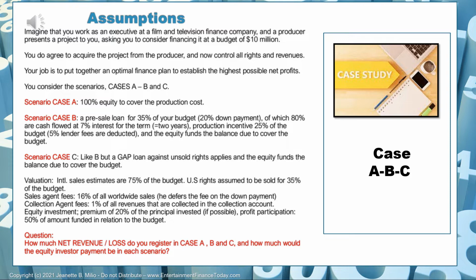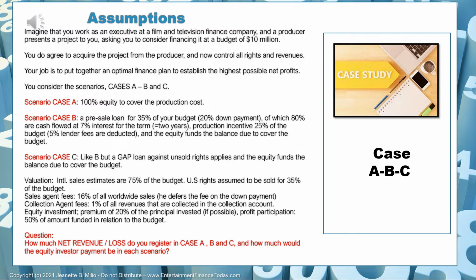You are shooting in a production incentive region that offers a 25% of the budget incentive, and you're going to get a loan where a lender charges you 5% of the loan amount. The equity would then finance the balance due to cover the budget.